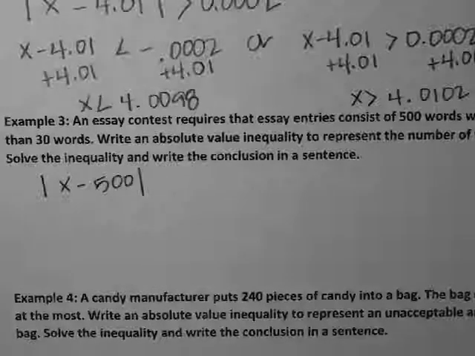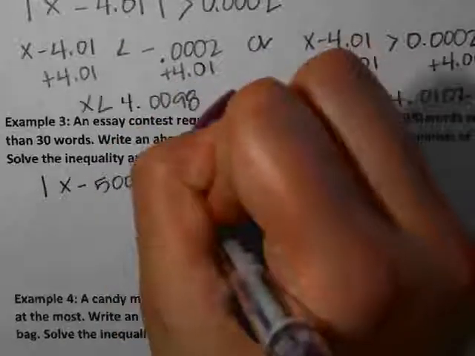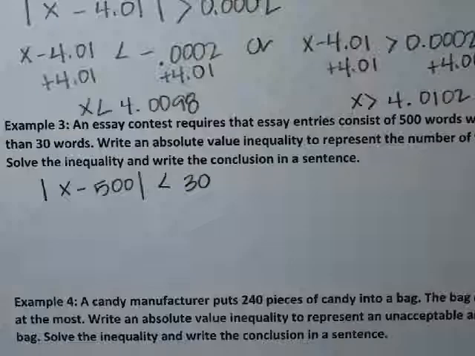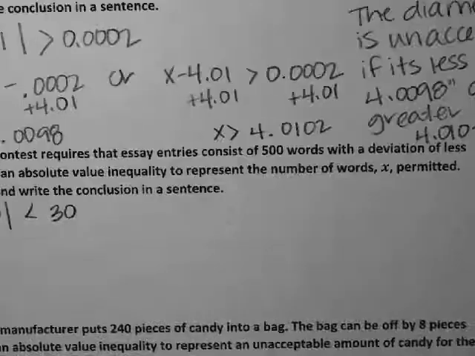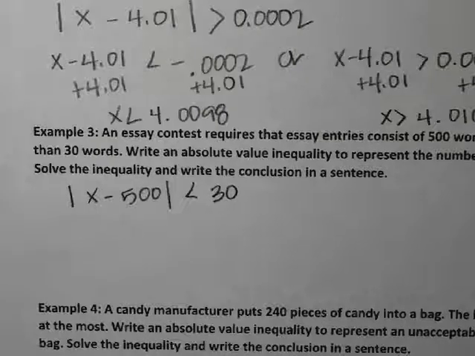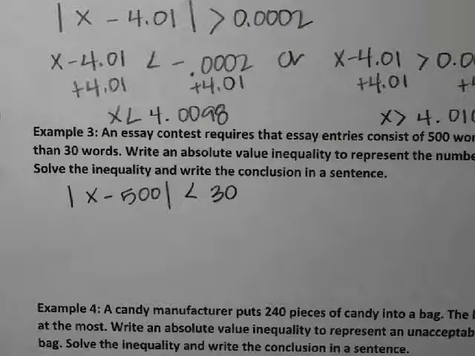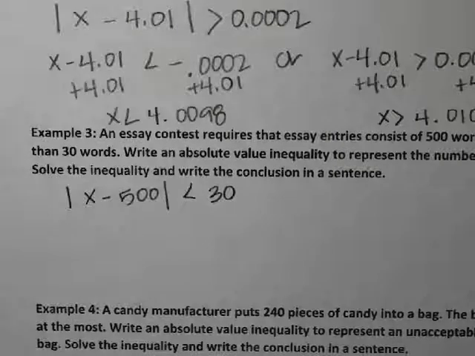So think about it saying this is what we're allowed to have. Oh, so it'd be less than 30. Now, based on the wording of the problem, can we have equal to, or should it just be less than? It's less than because they said less than 30 words. They didn't say 30 words or less. That would be an equal to. They said less than 30 words. It seems kind of silly, but that's how they worded the problem.